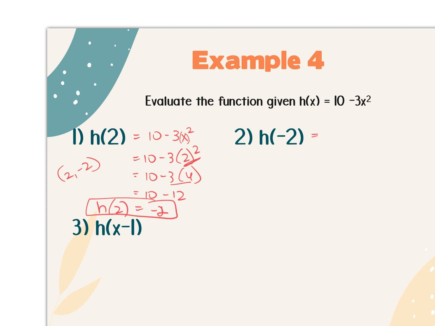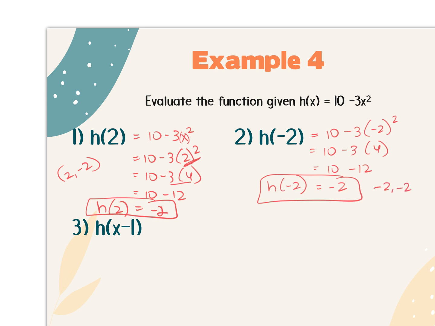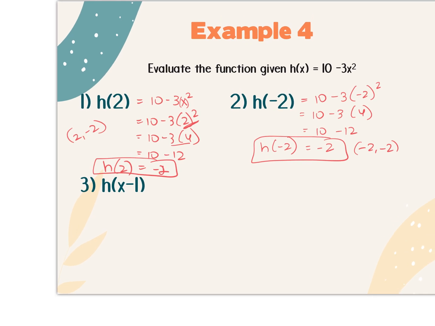So again, here I've got what is the value of the function h when x is negative 2. So 10 minus 3 times negative 2 squared. So that's 10 minus 3 times 4. And again, that's 10 minus 12 or negative 2. So guess what? When x is negative 2, the value of the function is negative 2. So it's negative 2, negative 2.